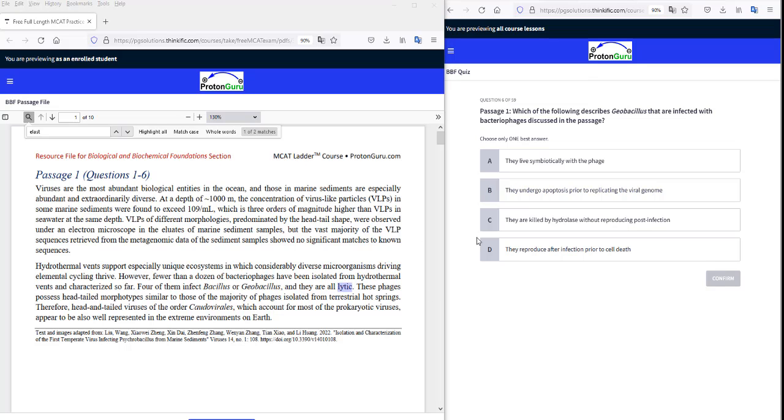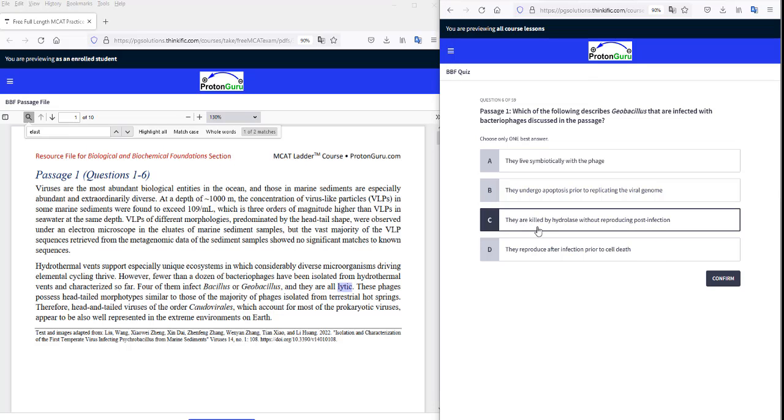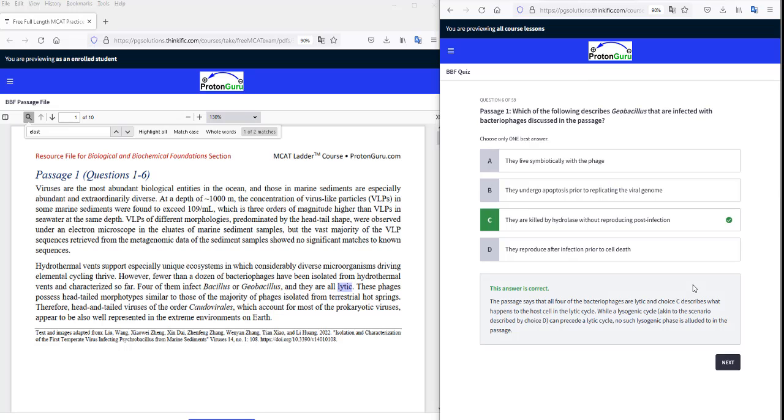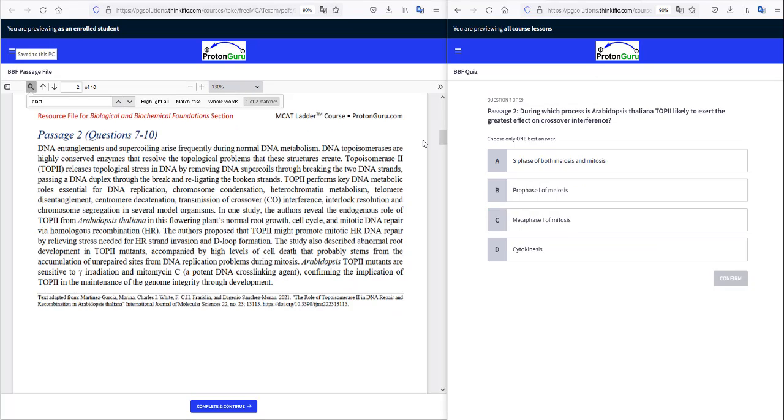And choice C actually describes exactly what happens to a host cell in the lytic cycle. So when you read about the lytic cycle, you can compare and contrast that with the lysogenic cycle, and you'll need to know about both of these types of infection pathways when you go to take the actual MCAT. Here, hydrolase is killing the cells. That's part of the lytic cycle, and that's the end of passage 1. So moving on to passage 2.